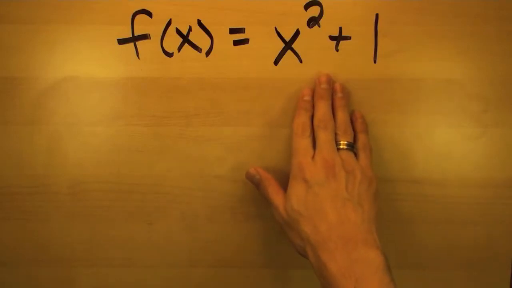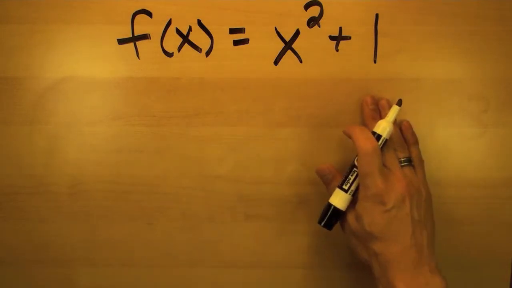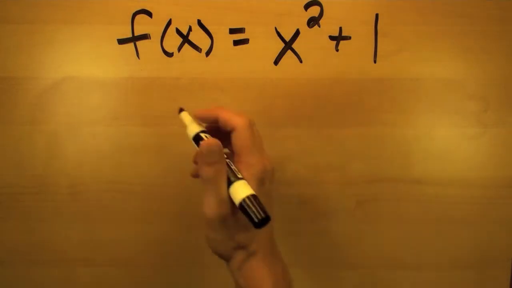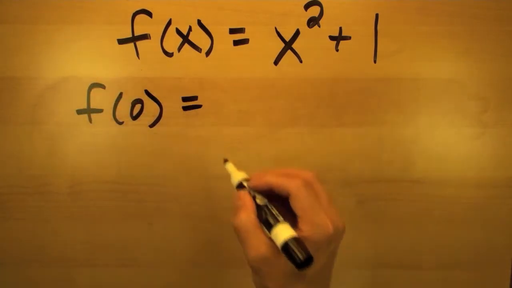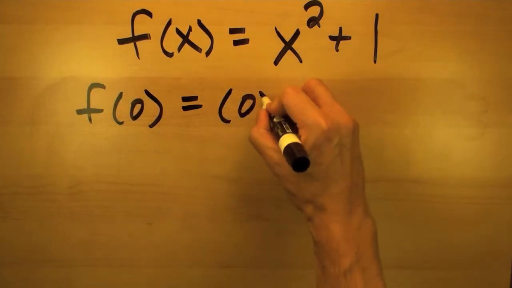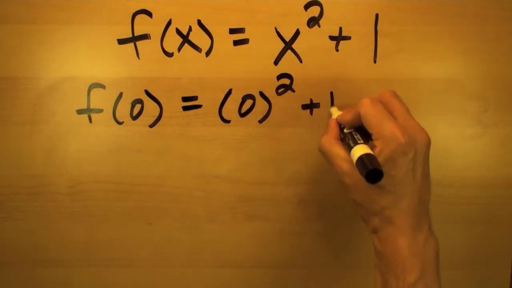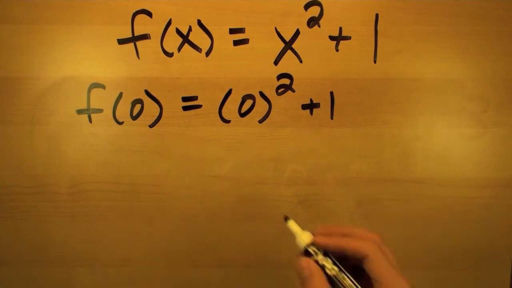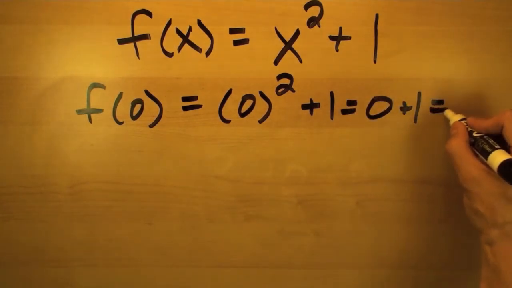As our functions get more complicated, our algebra may be more work, but we find the output for a corresponding input in exactly the same way. So we have x squared plus 1 for our function. If we wanted to find f of 0, then we would just take 0 squared, substituting 0 in for x, and then we have our plus 1, which would be 0 plus 1, or 1.